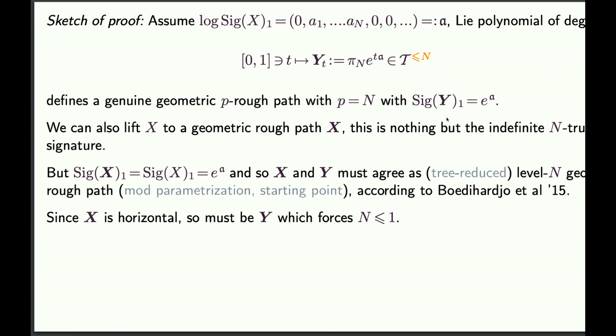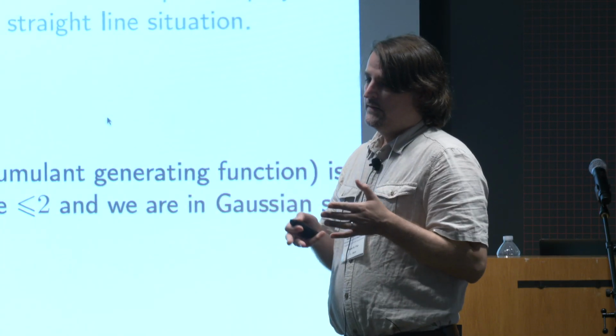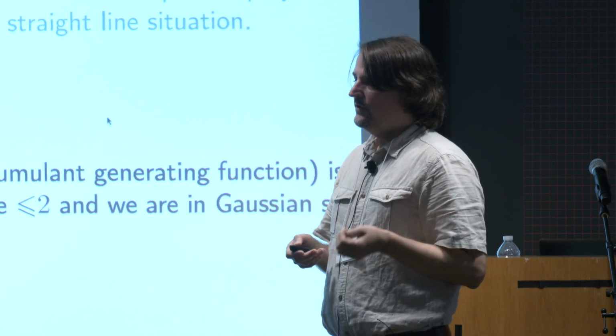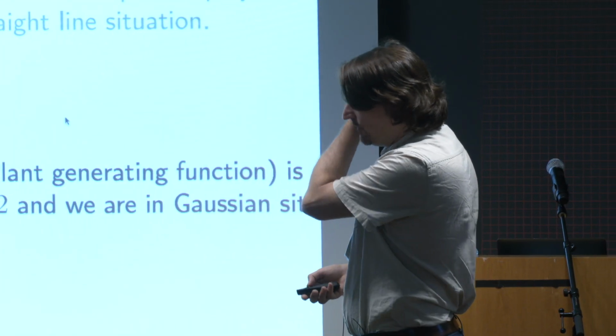Now, let's compare this result with this old result. I didn't dig out a year. I think it must be the 20s or 30s, last century, obviously. So if the log Fourier transform or characteristic function, the log of the characteristic function, happens to be polynomial, then I'm sure you've heard it must be degree 2 and you're in a Gaussian situation. This is called the Marcinkiewicz theorem.